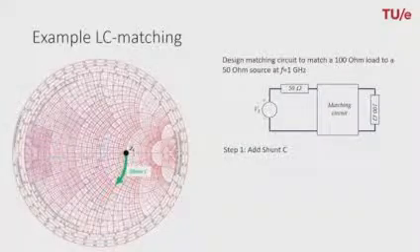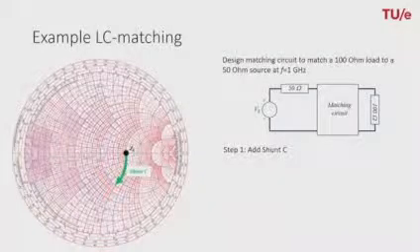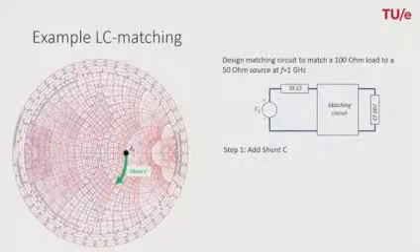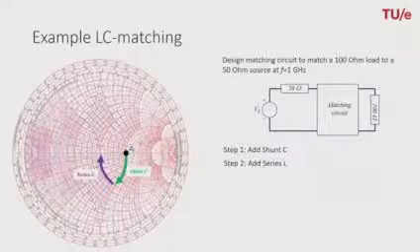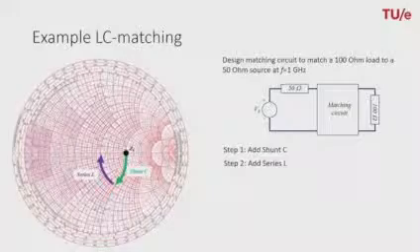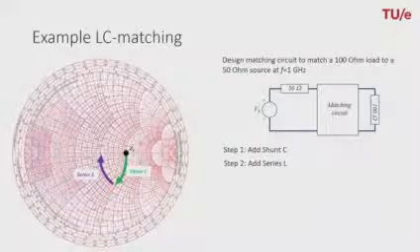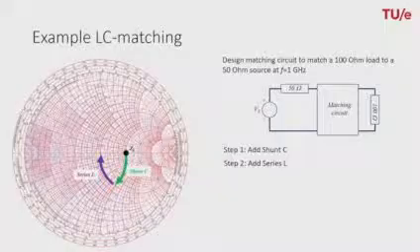In this particular case, we want to move to the circle with constant resistance equal to 1, because we want to match to 50 ohm. The normalized resistance of 1 is equal to a real impedance of 50 ohm. The second ingredient in this matching circuit is a series inductor. So we will move along the circle with constant normalized resistance of 1, which brings us back into the middle of the Smith chart, which means that we have perfect matching.